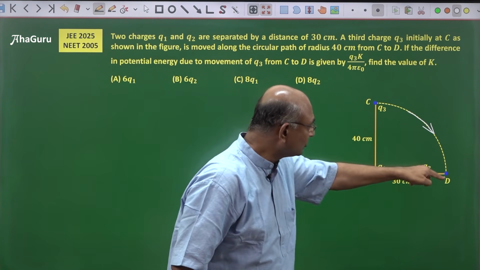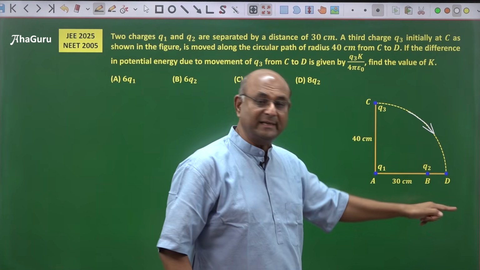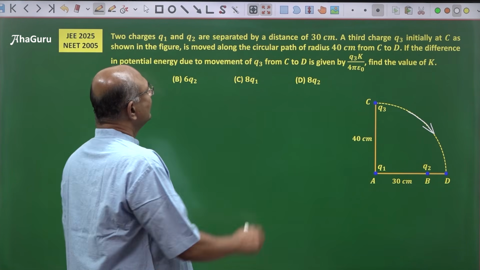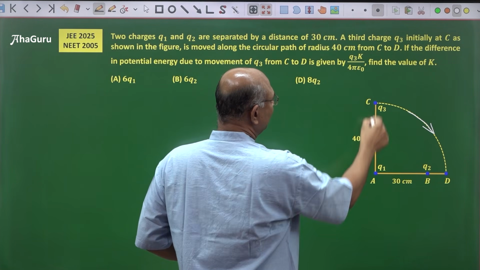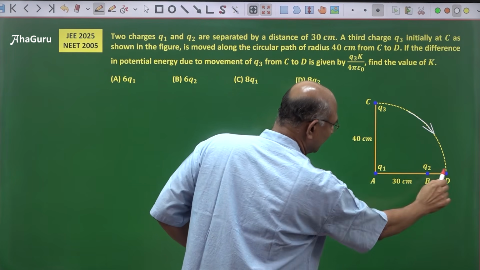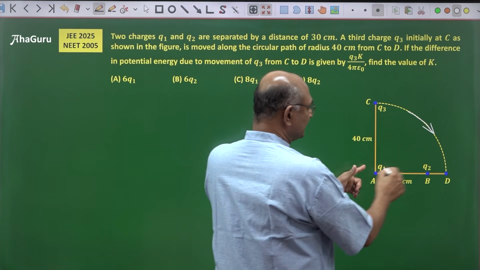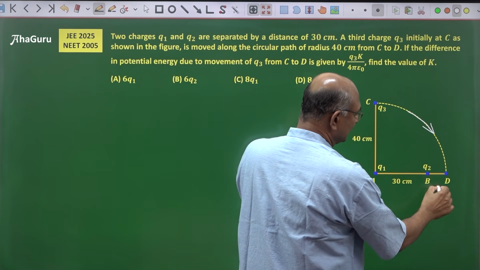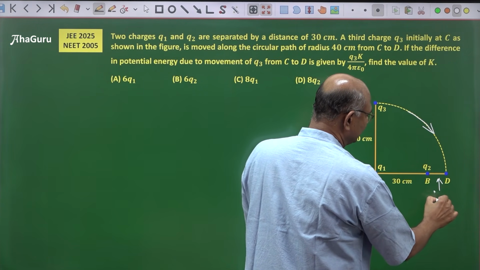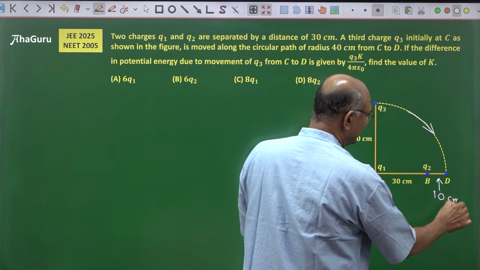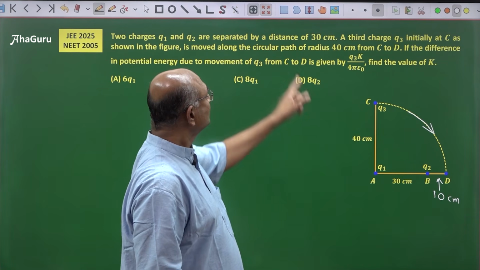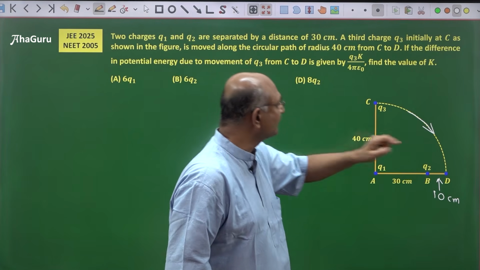So from C to D. Q3 is going to move from C to D, in a circular path of radius 40 centimeters. So if this is 40 centimeters, this will also be 40 centimeters because it's a circular path, right? So that means if this is 40 centimeters and this is 30, this must be how much? 10 centimeters, right? This must be 10 centimeters. So basically Q3 is moved from here, from C to D.